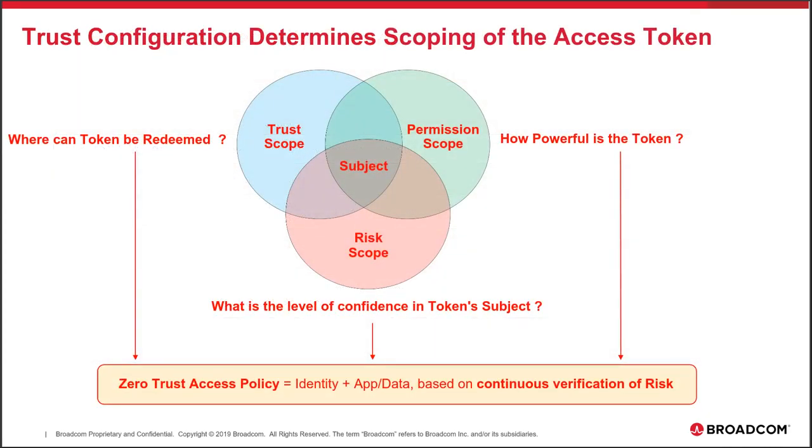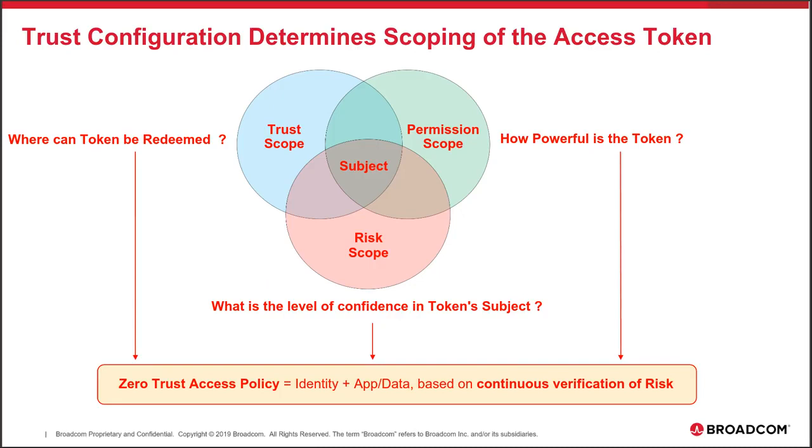So let's put this together, right? Going back, if you look at the trust ecosystem, somewhere you're going to have a policy. What does it mean to say that I've got a zero trust policy? Zero trust policy means that you need to be able to say who is trying to access what, but you also need it to be done based on continuous verification of risk. And that's where tokenization comes in.